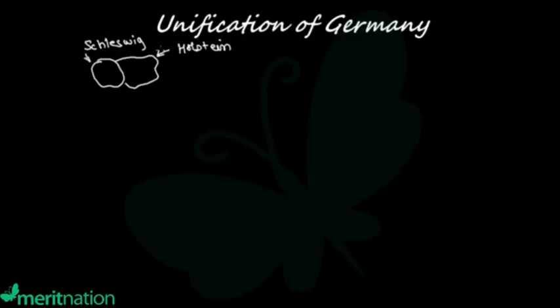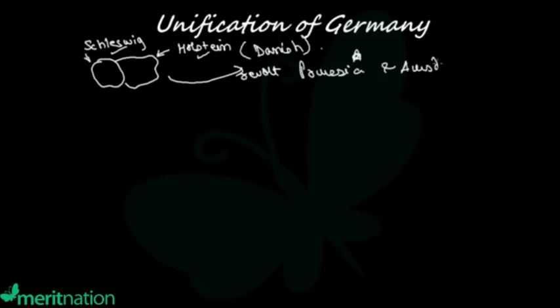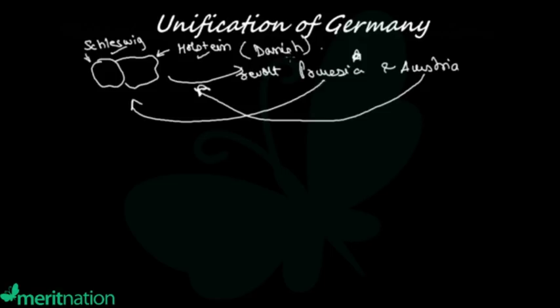Now, these two places were under the Danish control. These two places were a part of Germany, but they were under the Danish control. Schleswig and Holstein started revolting against the Danish. This was an opportunity for both Prussia and Austria to step in. Prussia supported Schleswig and Holstein, and Austria also supported Schleswig and Holstein against the Danish.